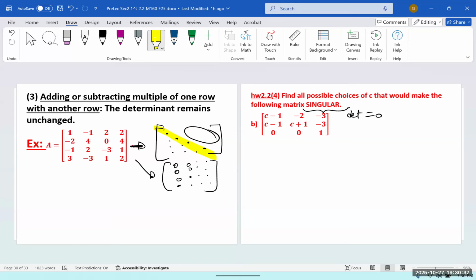So two questions to do. Go ahead, and let me pray. Determinant is 0. When the determinant is 0, it becomes singular, meaning it becomes bad, the bad one.